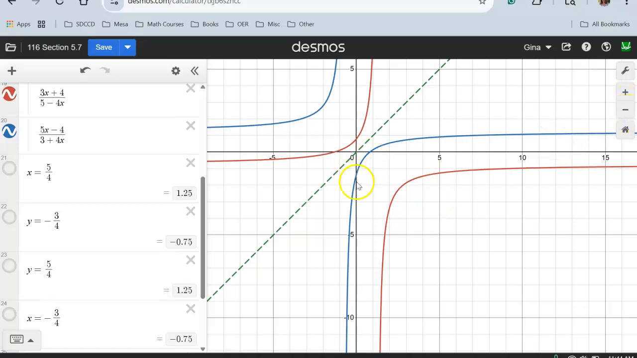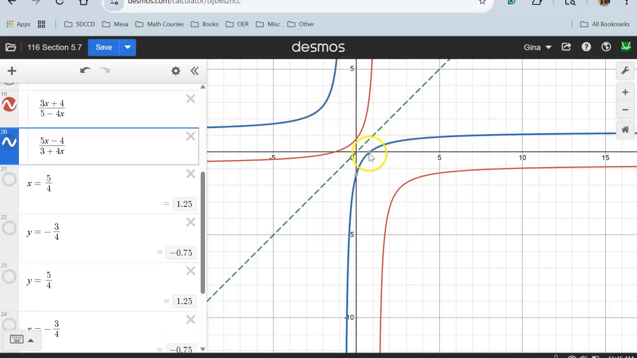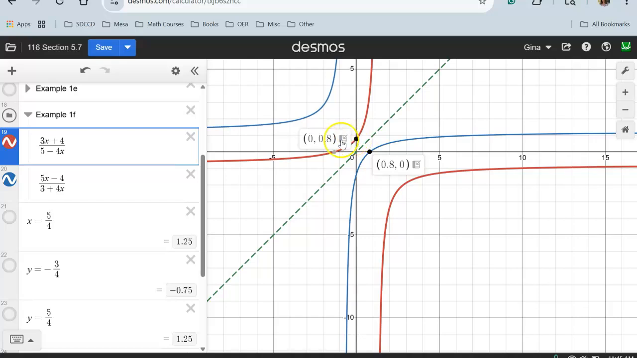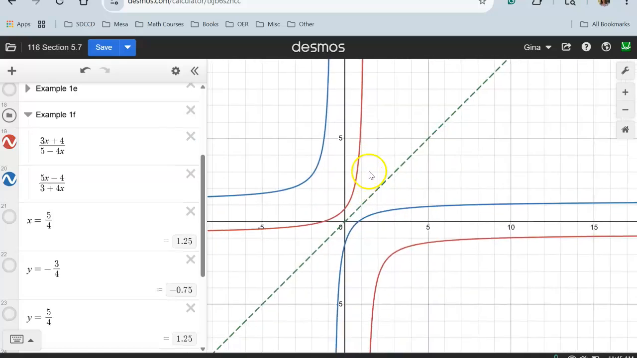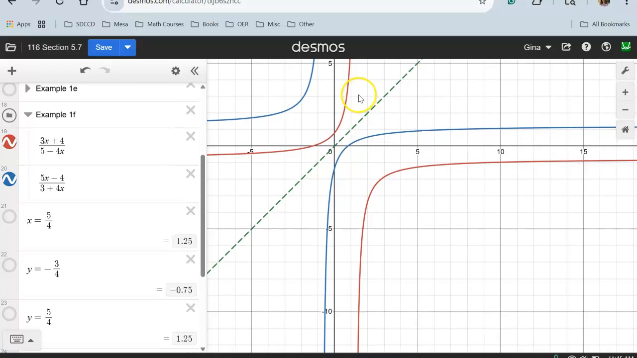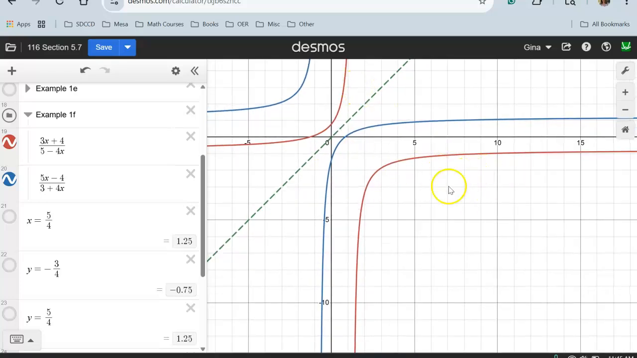It looks like this portion of the graph is reflected with this portion, the two parts that are closest to the line y equals x, and then this part is reflected with this part. So if I look here at the x-intercept, I get 0.8, and that should match up with the y-intercept here. Yeah, it's 0.8. The other two parts of the graph don't have other intercepts, so there's nothing really for us to grab onto to look at.